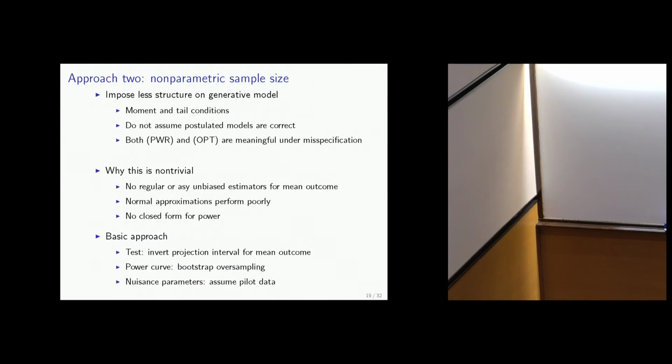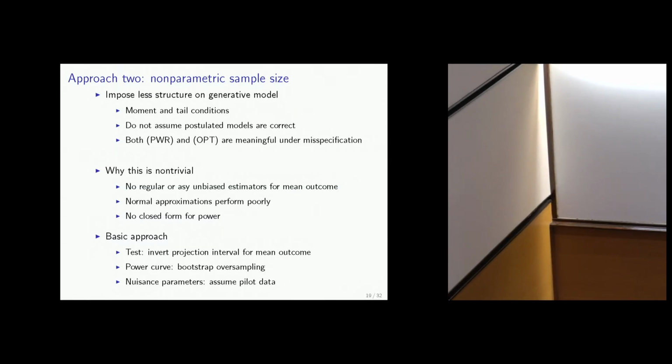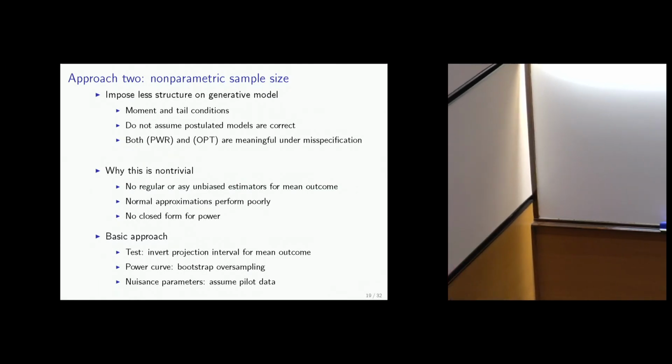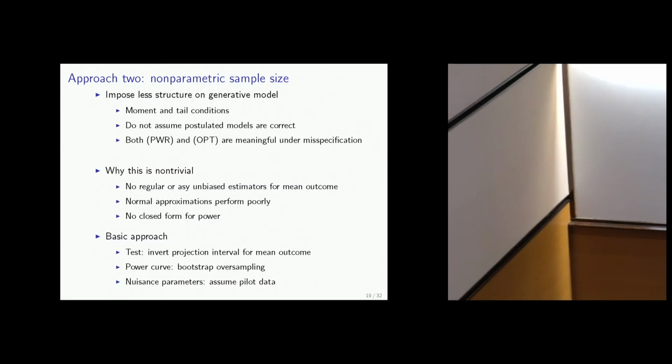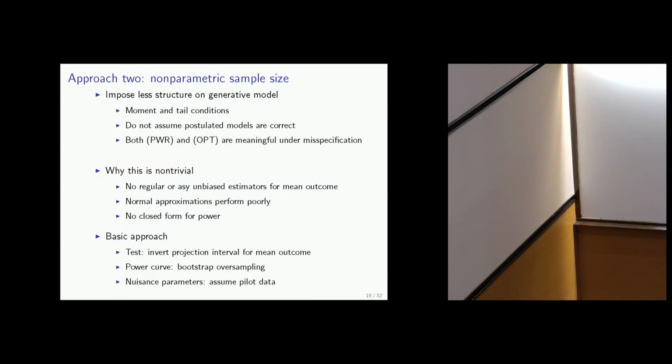But it's a more difficult problem because in general, there are not regular or asymptotically unbiased estimators of those Q functions because of the regularity issues, the non-smoothness that's introduced by the max operator in the algorithm. Normal approximations are known to perform poorly in finite samples, and there's no closed form for the power of the relevant hypothesis tests. But we can still get a conservative, valid hypothesis test by constructing a projection interval, and I'll tell you how that is constructed.